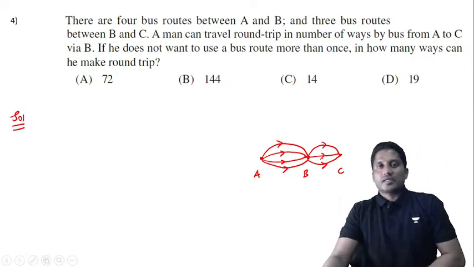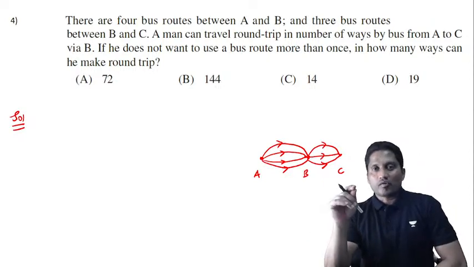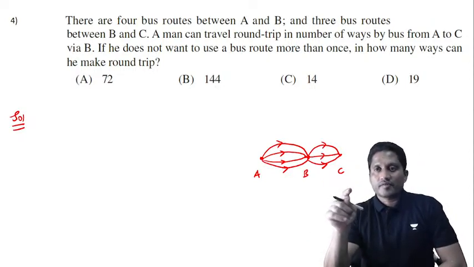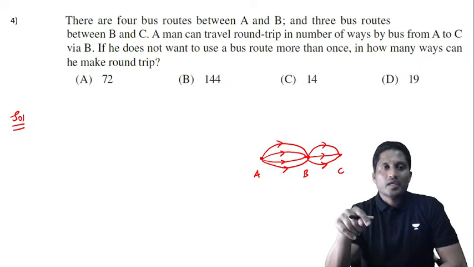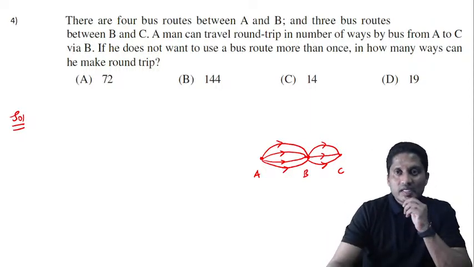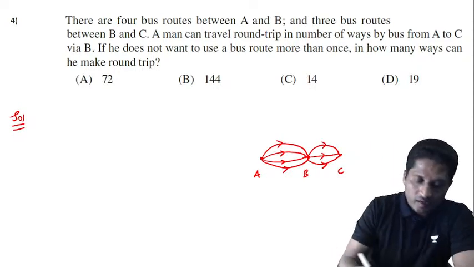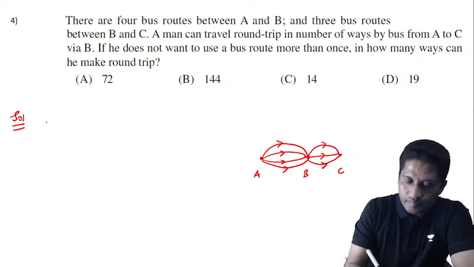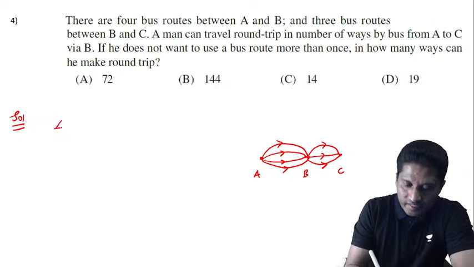There are 3 roots between B and C. A man can travel round trip in number of ways by bus from A to C via B if he does not want to use a bus route more than once. Alright, in which if he does not want to use the bus route more than once, in how many ways can he make a round trip? That is, from A to B he can travel in 4 ways, right?